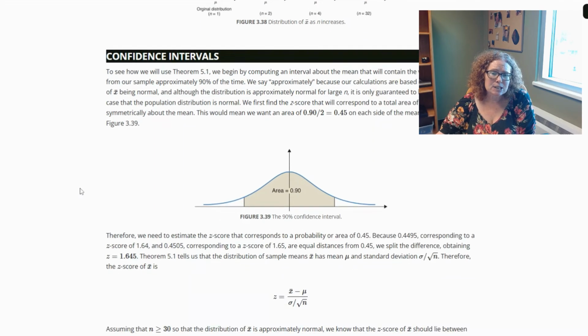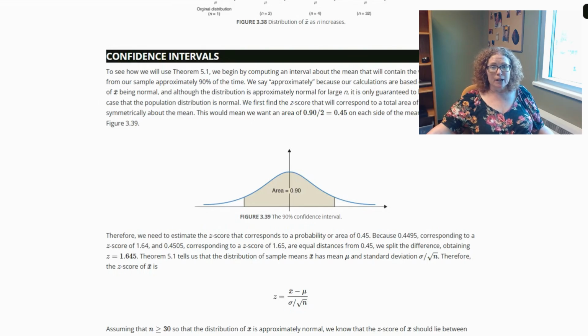So when we get into the confidence intervals, we are going to use theorem 5.1. We begin by computing an interval about the mean that will contain the value of X bar, which is the mean of the sample, approximately 90% of the time. We say approximately, remember, because we're getting as close as we can, and we don't have the entire population. We only have a sample of that population.